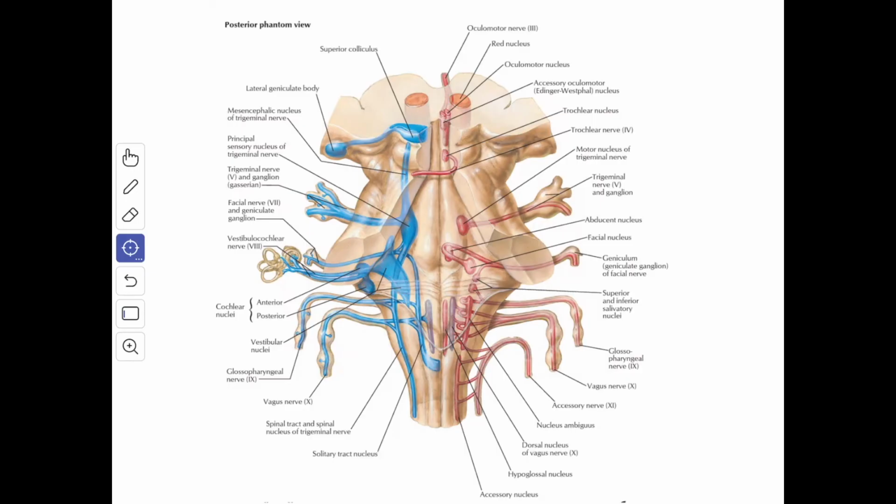The next nucleus we'll see is the nucleus ambiguus. The nucleus ambiguus is an elongated column of typical motor neurons which extends throughout the length of the medulla. It is so named because it is not clearly defined in sections of the medulla. It occupies a position dorsal to the inferior olivary nucleus and ventromedial to the nucleus of the spinal tract of the trigeminal nerve.